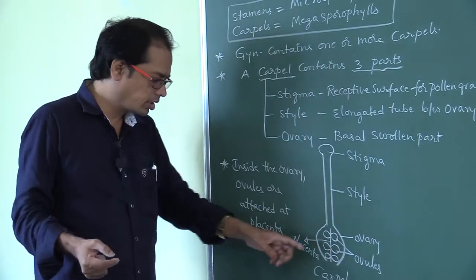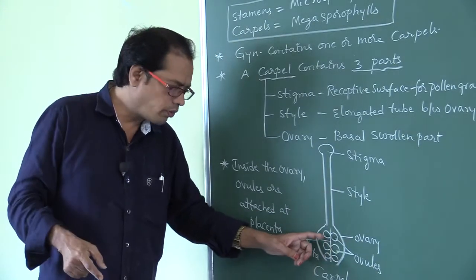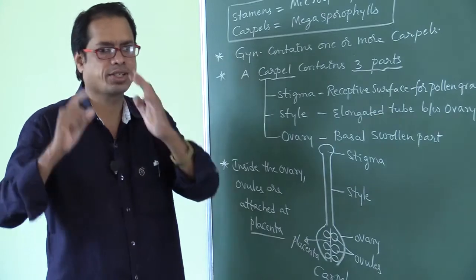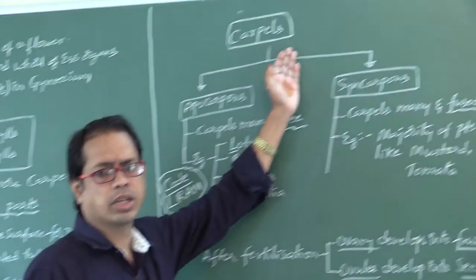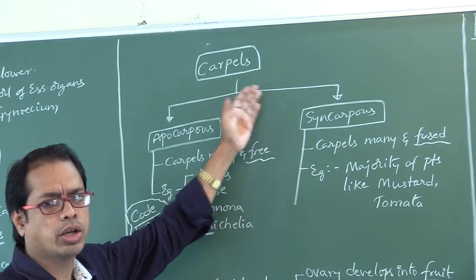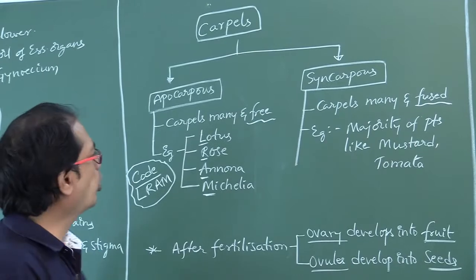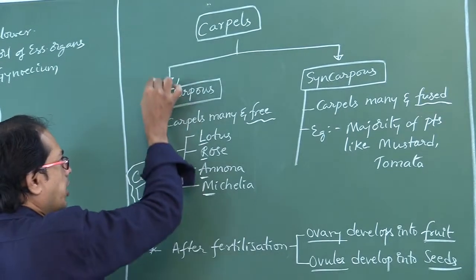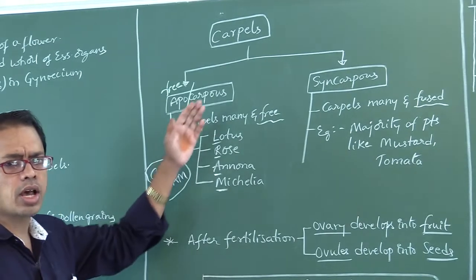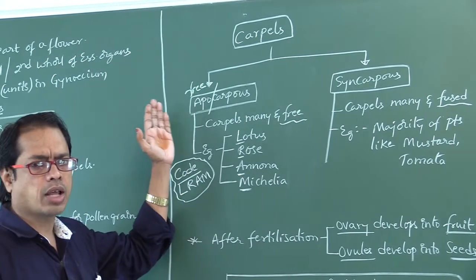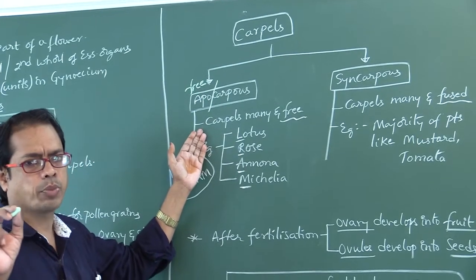After fertilization, this ovary will develop into fruit. These ovules will develop into seeds. Now look here, my dear students, carpels. These carpels may be of 2 types, apocarpous and syncarpous. What does apo mean? Apo means free. If carpels are many and free, that condition is called apocarpous.